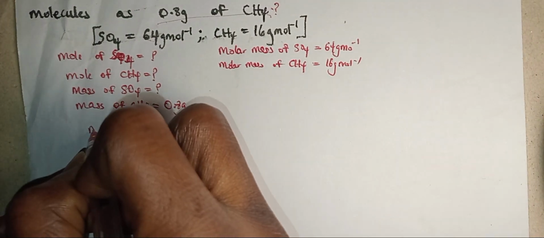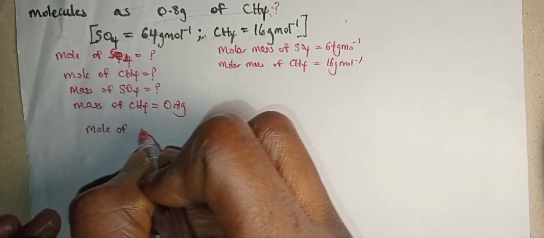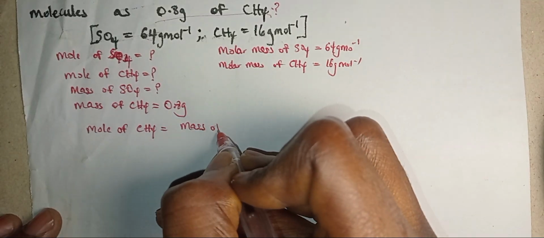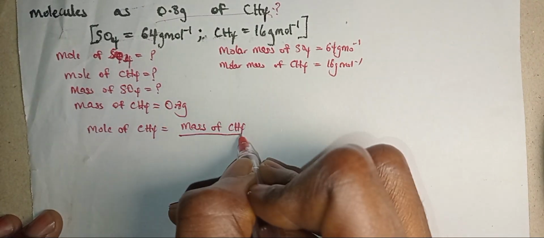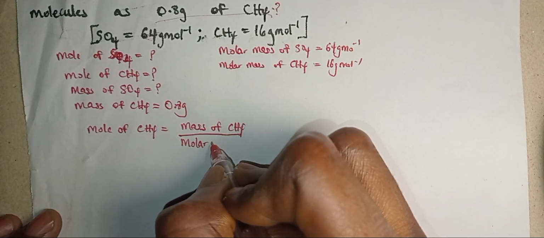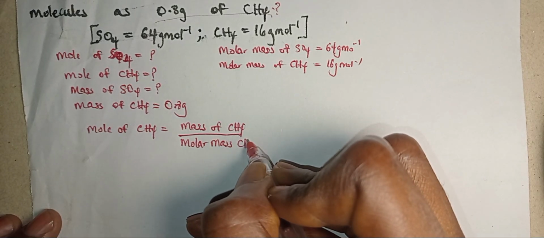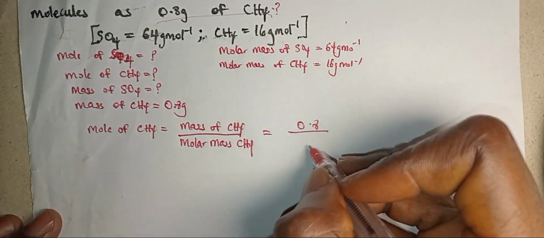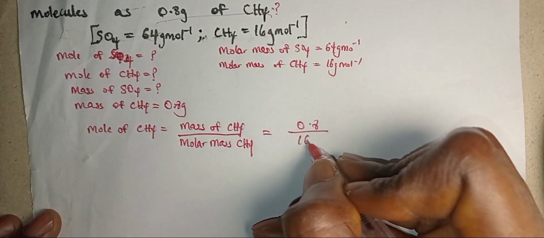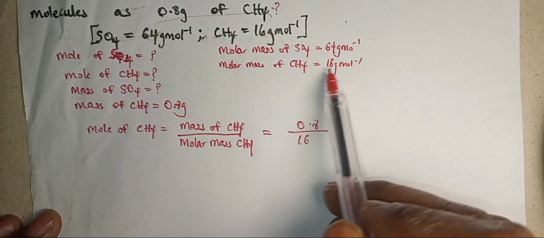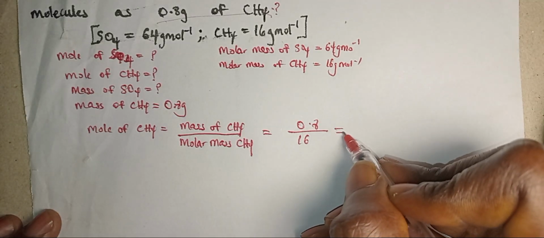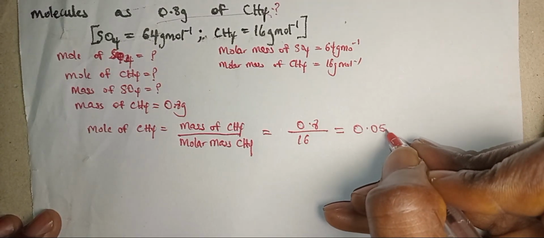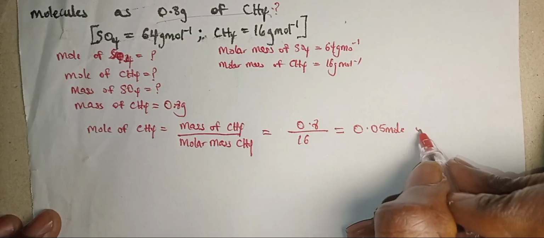So now, the mole of CH4 will be equal to the mass of CH4 upon the molar mass of CH4. So the mass of CH4 is 0.8 upon the molar mass of CH4, which is 16, from the given data that we have here. If we divide them, we are going to have 0.05 mole of CH4.